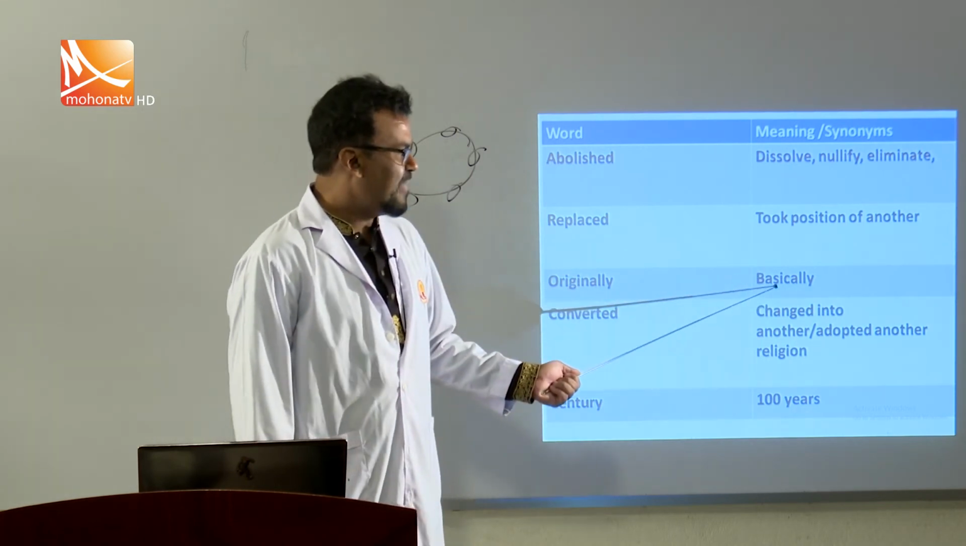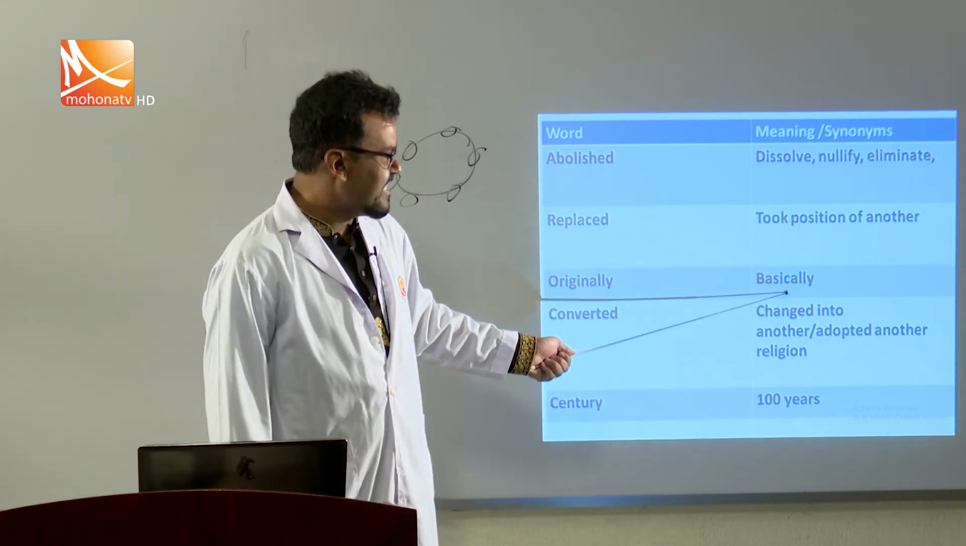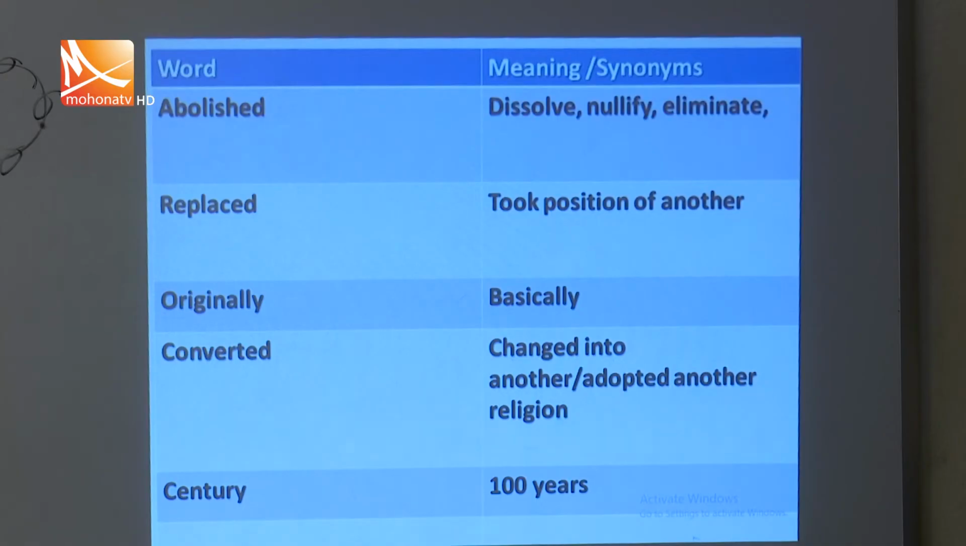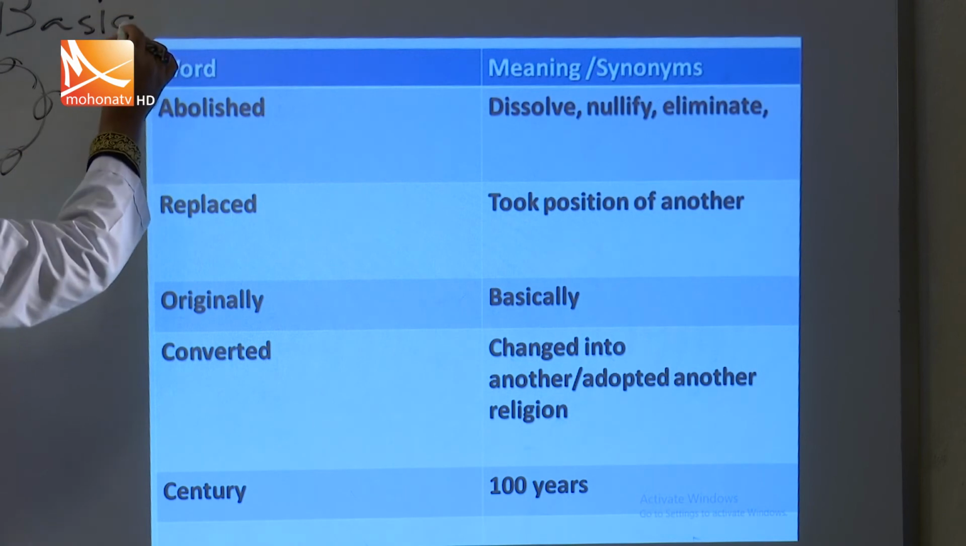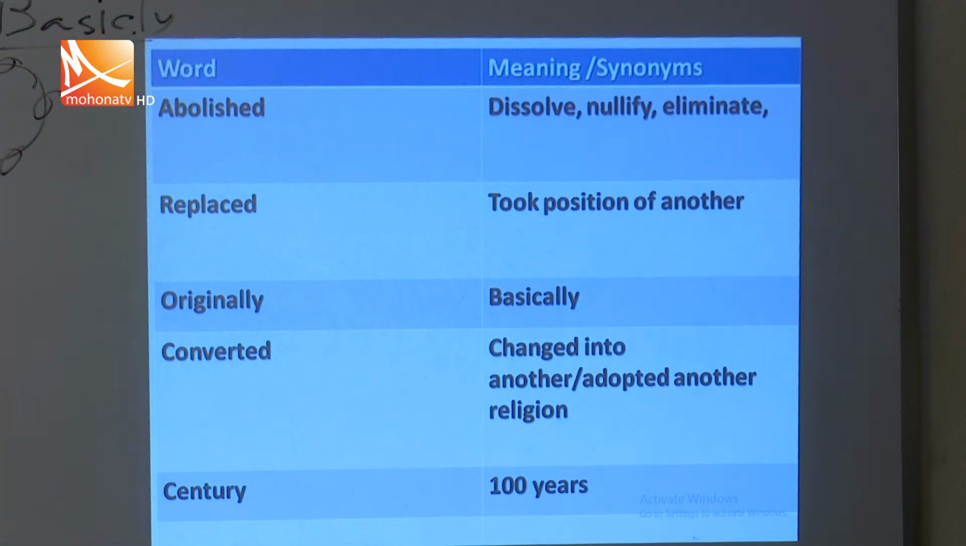Originally means basically. Don't pronounce it "basically." No, its pronunciation should be "basically." Basically, B-A-S-I-C-A-L-L-Y, the A is silent. A will be eliminated. Basically, okay?